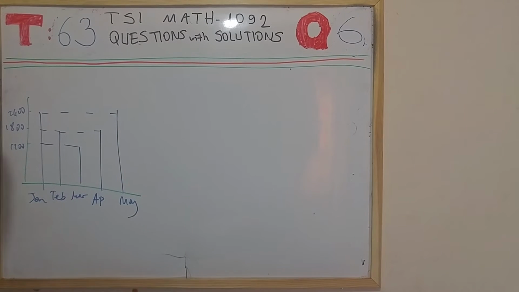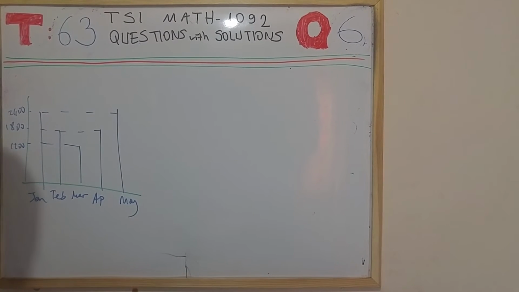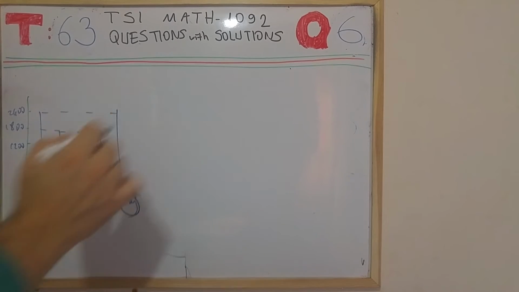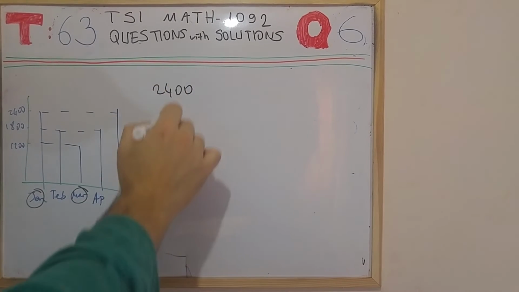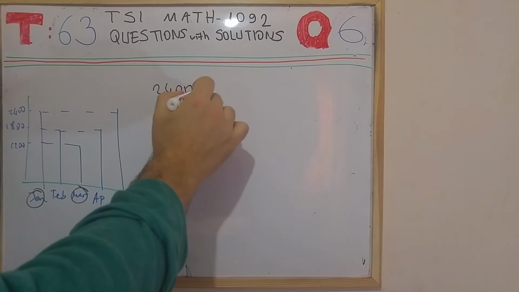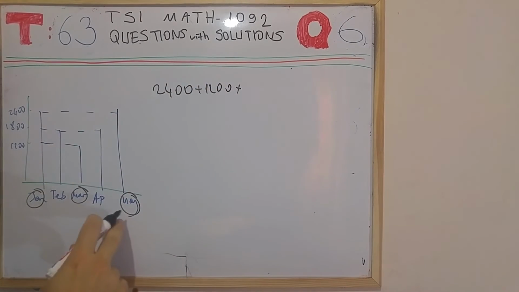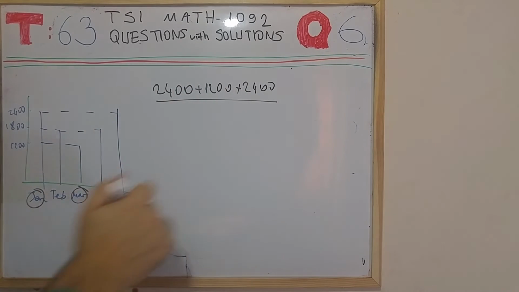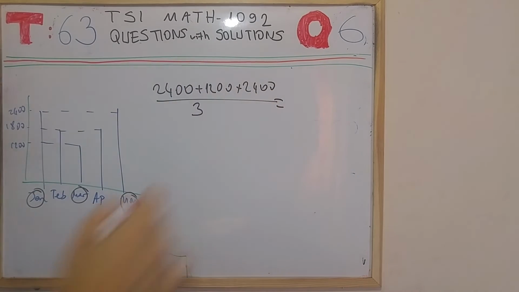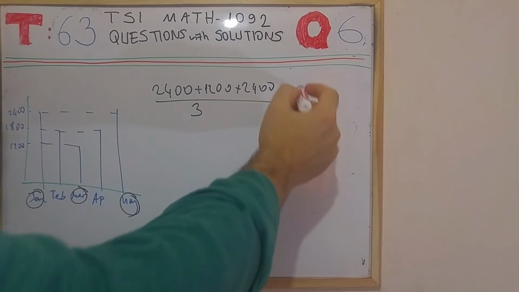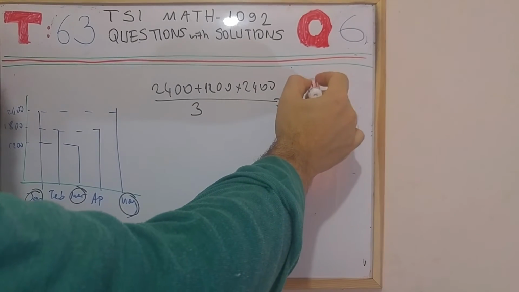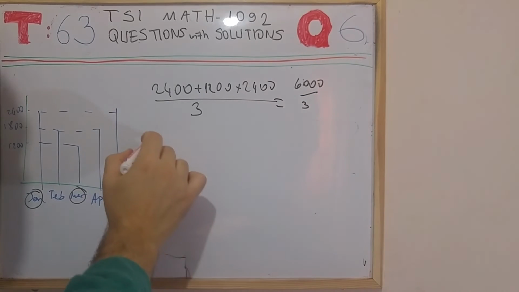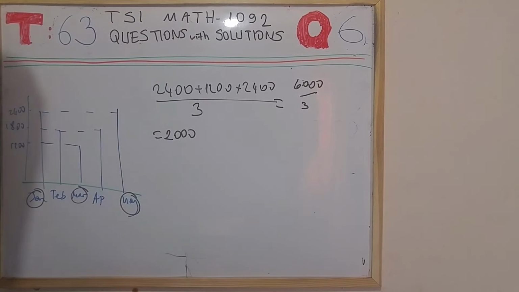Find the average number of visitors in January, March, and May. January, March, and May, I had 2,400 visitors plus 1,200 visitors plus 2,400 visitors in how many months? 1, 2, 3 months. This is equal to 6,000 visitors in 3 months. That is equal to 2,000 per month.